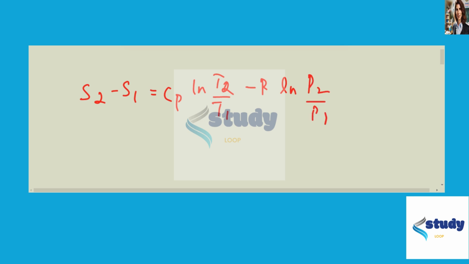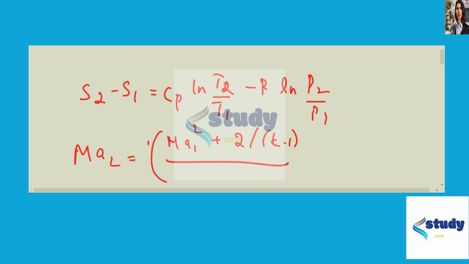Where we have Ma2 equals the square root of (Ma1 square plus 2 upon k minus 1) upon (2 Ma1 square k upon k minus 1 minus 1), the whole of this.